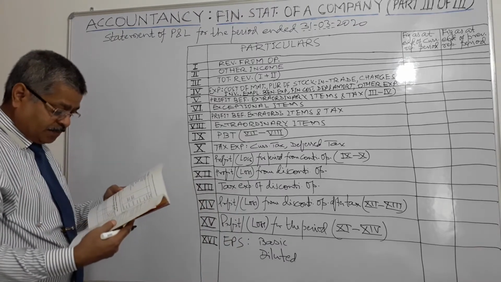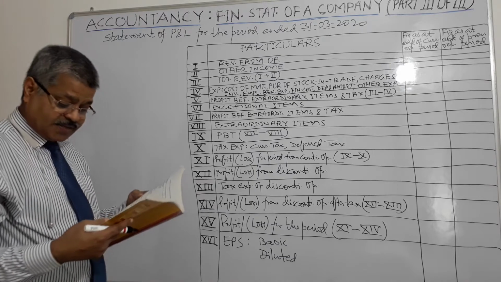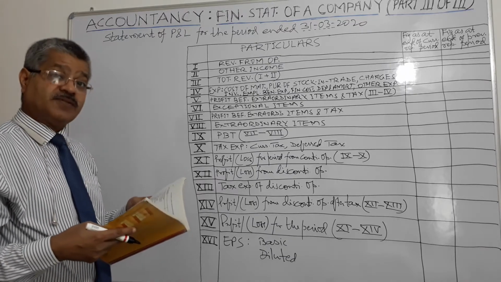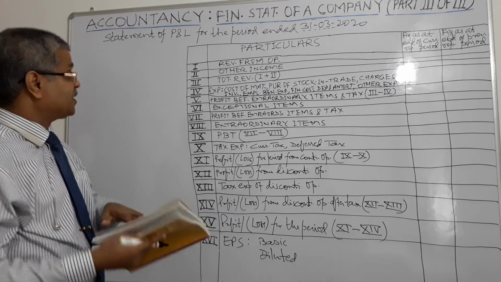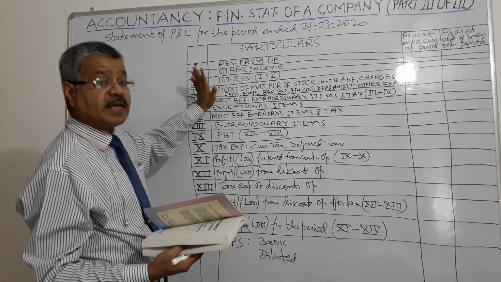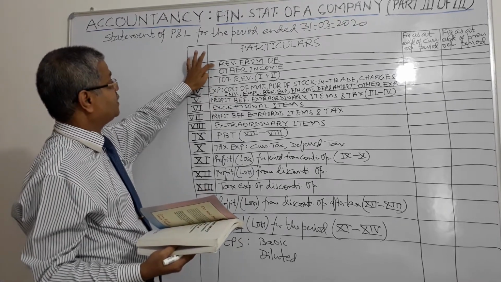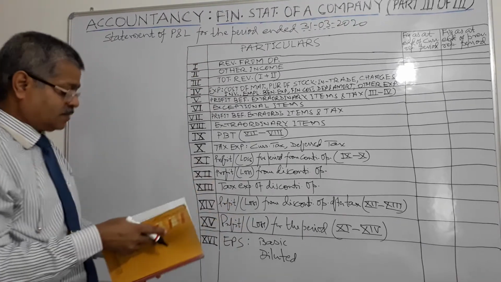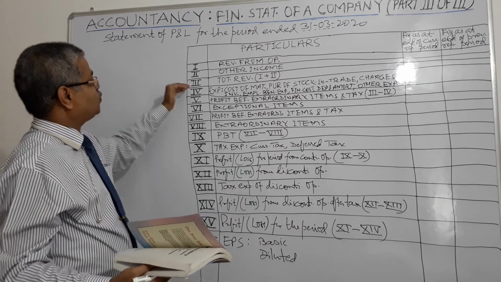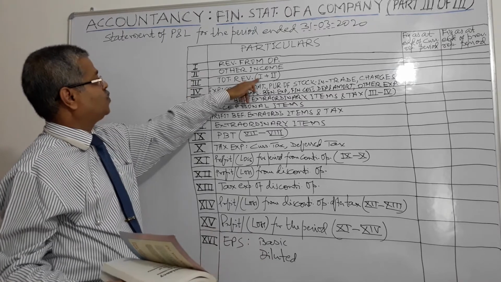And other income, interest income, but in case of a company other than a finance company, interest income will come under other income if it is a non-finance company. If it is a finance company, it will come here, revenue from operations. And the total of both will come under item 3, total revenue 1 plus 2, right?